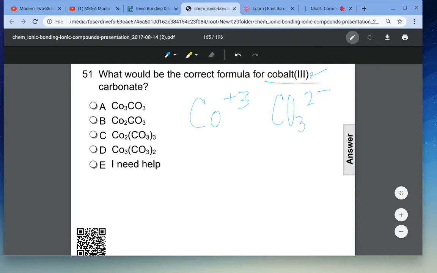Okay, crisscross, and let's see what the answer is. So your final answer will be, we give the 2 to cobalt, the 3 over here. So we have Co2, parentheses, CO3, and we have to give it a 3 down here. So your answer should be, there's nothing here. Your answer should be Co2(CO3)3, which should be answer choice C.